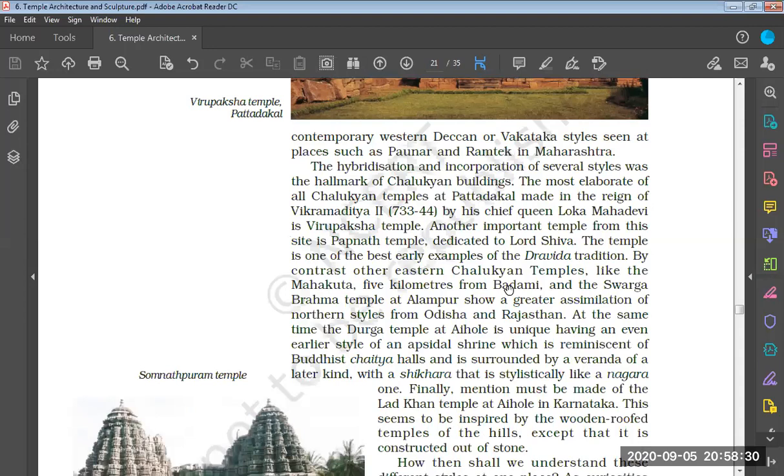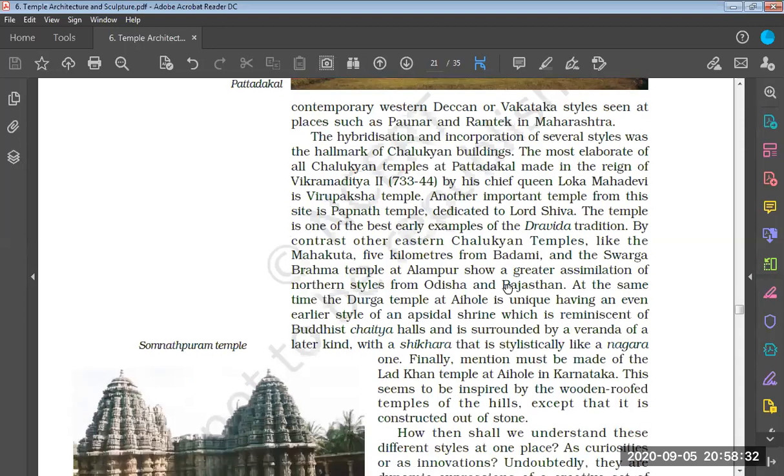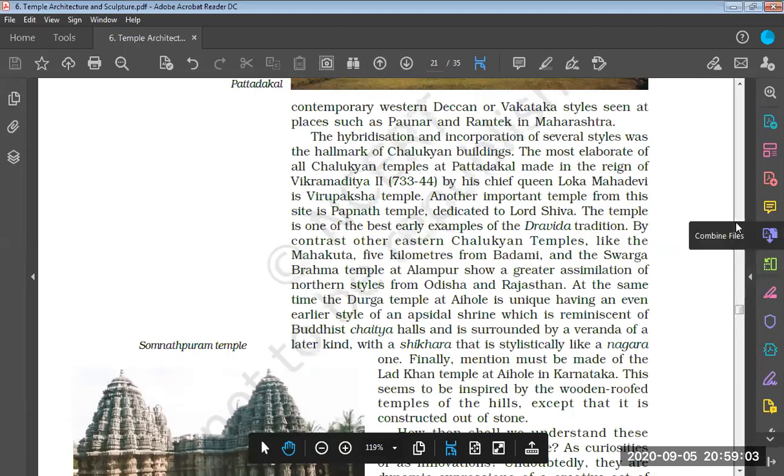Yes, sir. So now the hybridization and incorporation of several styles was the hallmark of Chalukyan buildings. The most elaborate of all the Chalukyan temples, at Pattadakal, made in the reign of Vikramaditya II by his chief queen Loka Mahadevi, for instance, shows complete knowledge of Pallava building at Kanchipuram and, as a corollary, Mahabalipuram. So the temple is one of the best early examples of Dravidian tradition.